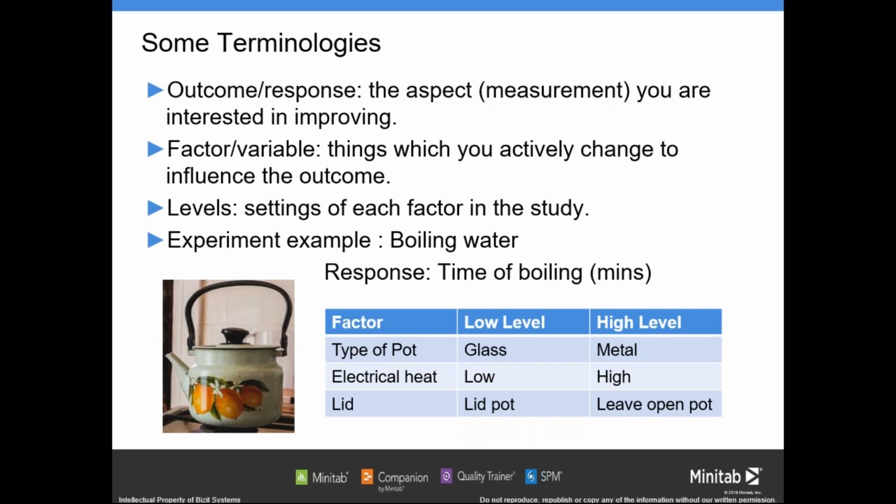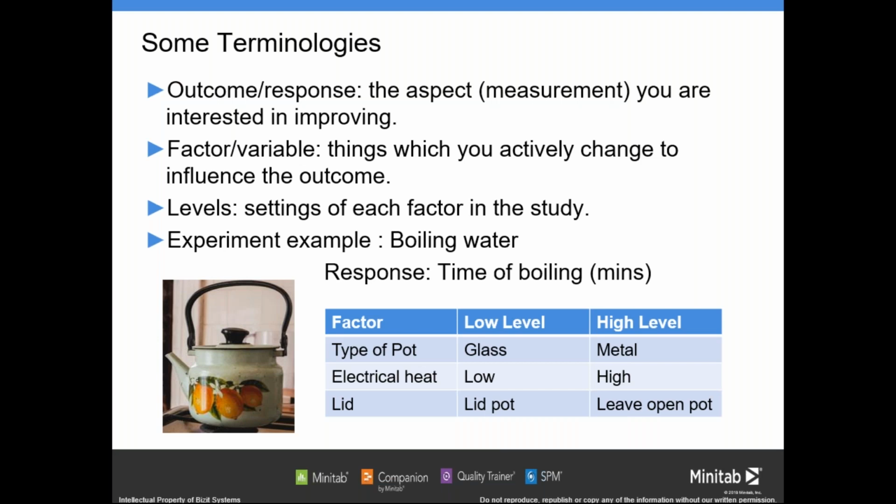Another terminology is level. Level means the setting for each factor in the study. For example, say we have boiling water, a simple experiment to go through. Our response, Y, can be the time of water boiling in minutes. Then the factors we consider to know how long the boiling takes: the first factor may be the type of pot, the second electrical heat, and the third having a lid.